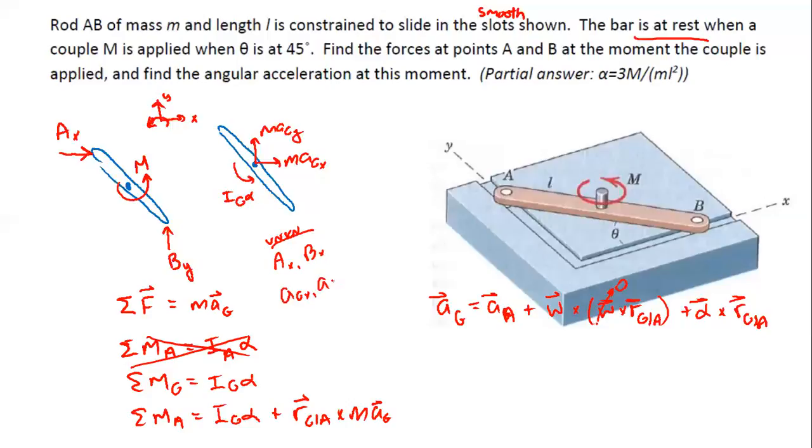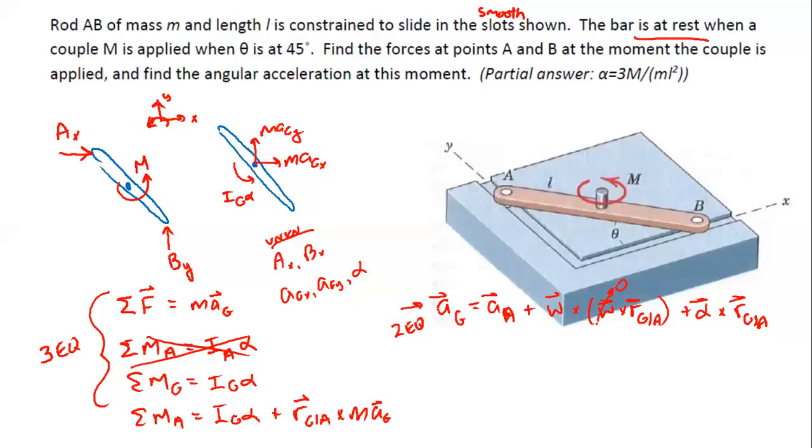I don't know what AGY is, and I don't know what alpha is. Out of these, I get 3 equations, and it's almost always 3 independent equations: sum of force in X, sum of force in Y, sum of moments. Out of this, I get 2 equations, because I have X and I have Y.